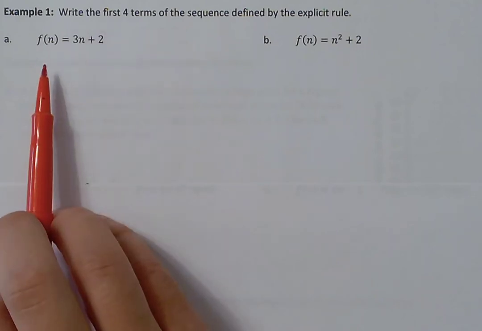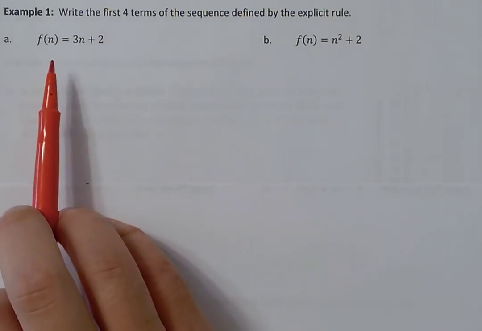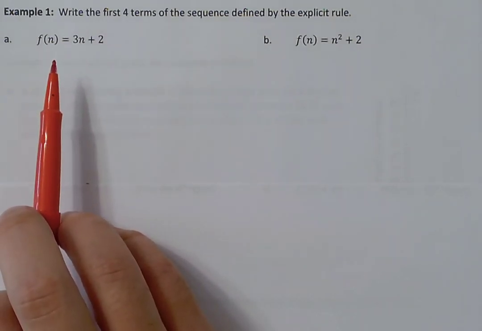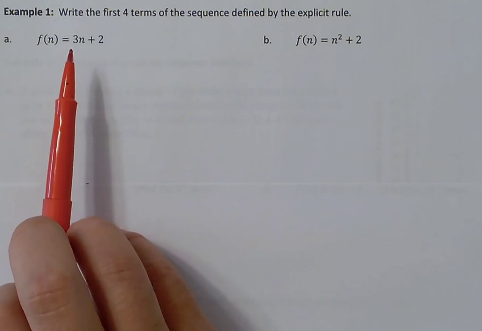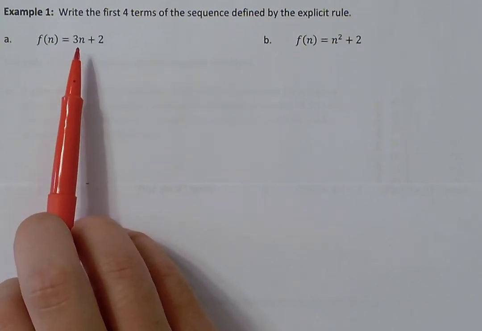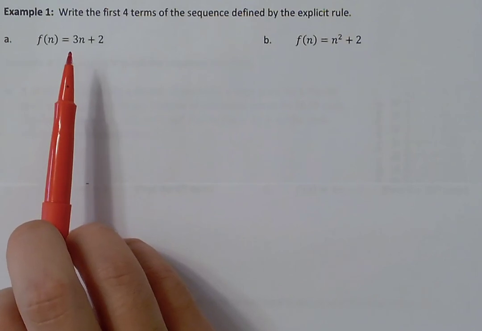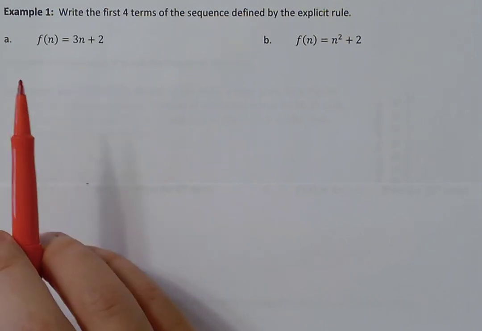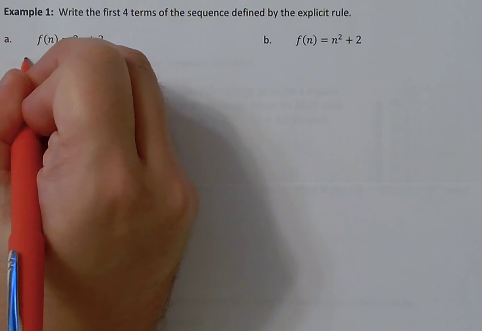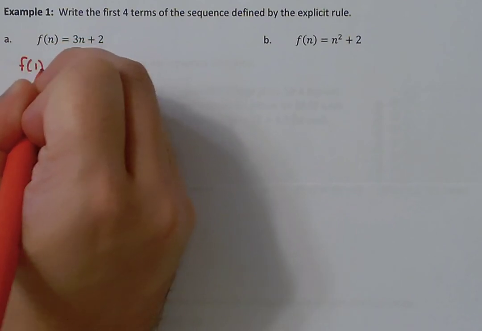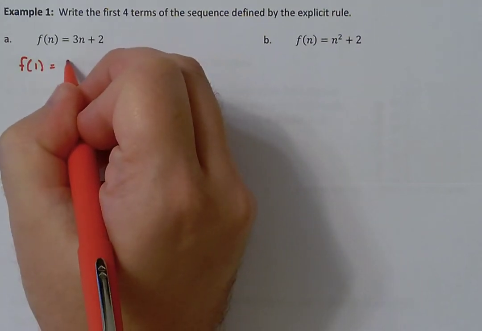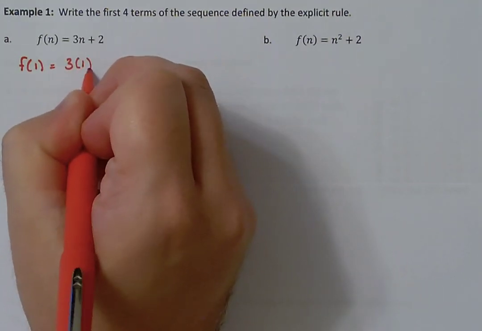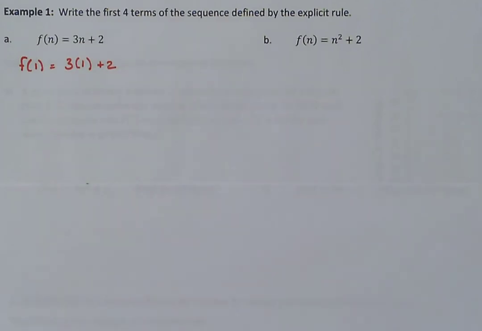Now, for A, we have to go through and write the first 4 terms of the sequence. That means the first 4 terms we would have 1, 2, 3, and 4. So that means I need to plug 1, 2, 3, and 4 in for n, and then go through and solve to find my first 4 terms. So let's go ahead and do it for the first term. F of 1 is going to be my first term. That means I'm going to plug 1 in for n. So it's going to be 3 times 1 plus 2.